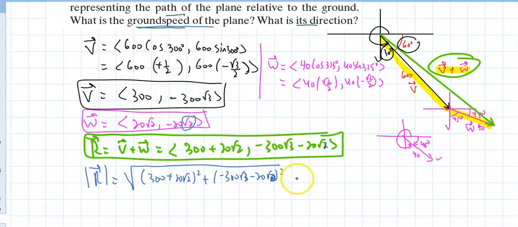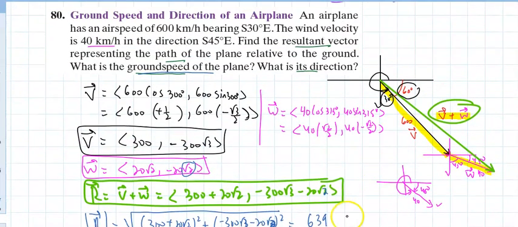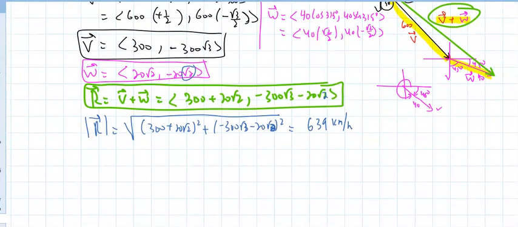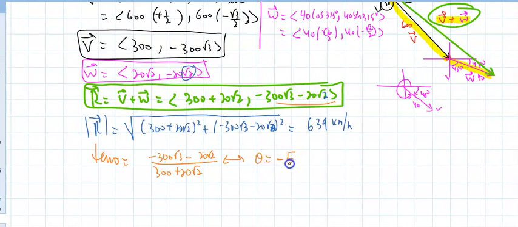If I throw this in my calculator, I'll get 639. And what is that going to be? Kilometers per hour? The same units? Kilometers per hour. And what happens now if I want to figure out the direction? If I take tan of theta to equal negative 300 radical 3 minus 20 radical 3 over, and this is going to always happen when you are dealing with vectors or tangent. If I plug this in my calculator, the calculator will give me negative 59 degrees.